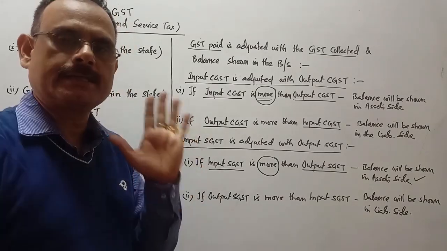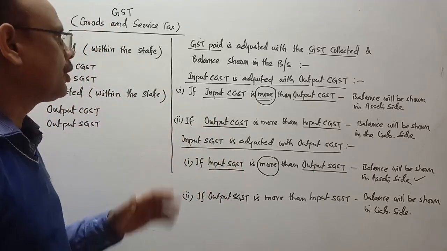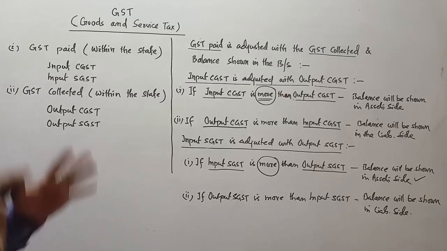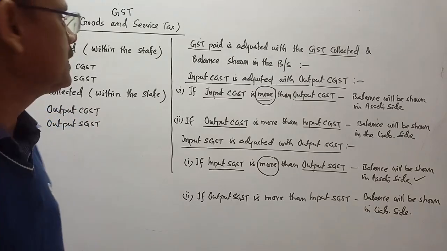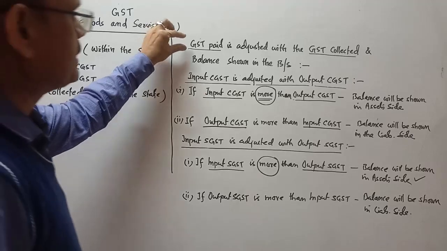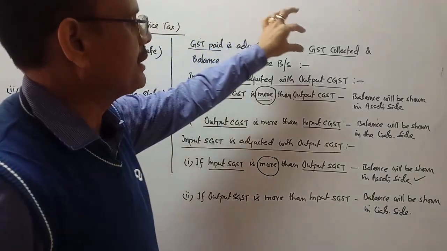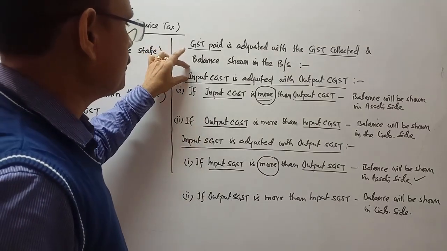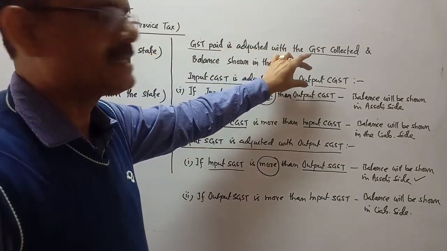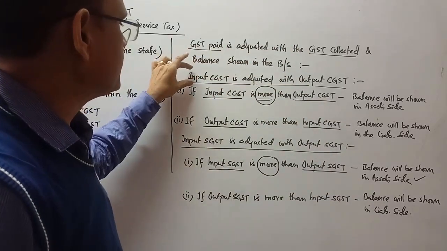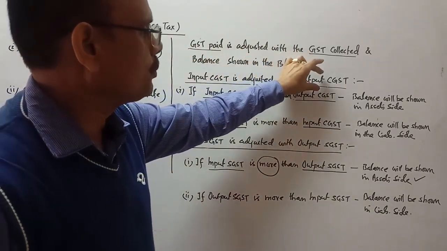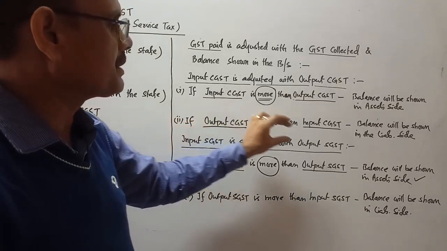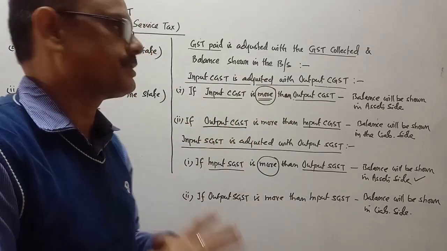Is it clear? This is related to adjustment of GST. Goods and service tax within the state, how this is adjusted: GST paid is always adjusted with the GST collected. So input CGST will be adjusted with the output CGST. In the same manner, input SGST will be adjusted with the output SGST.